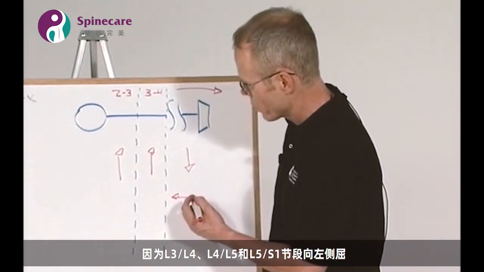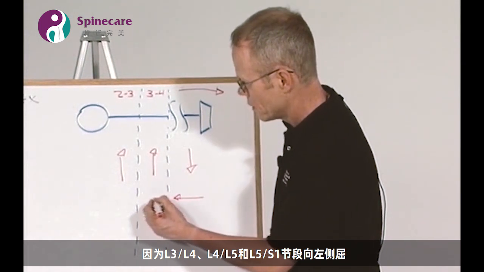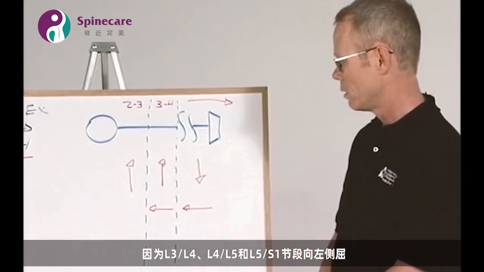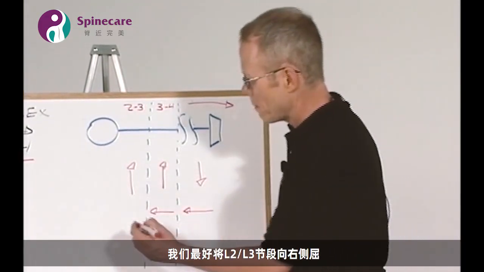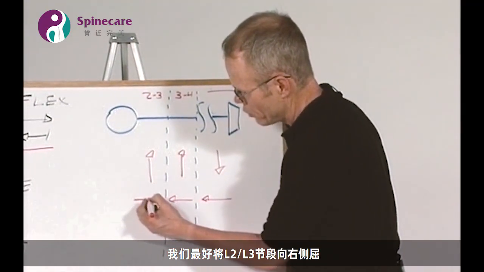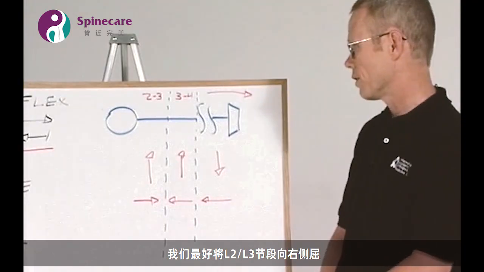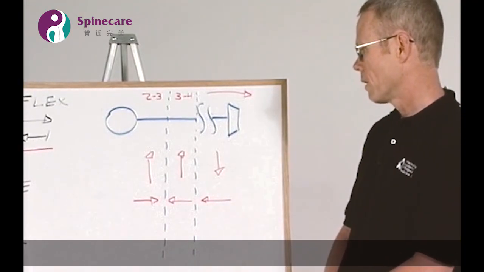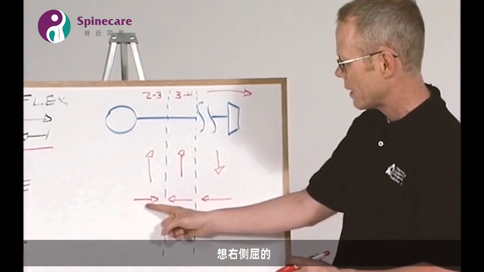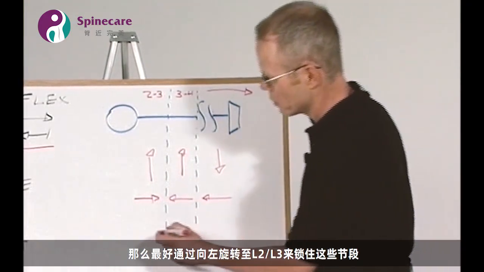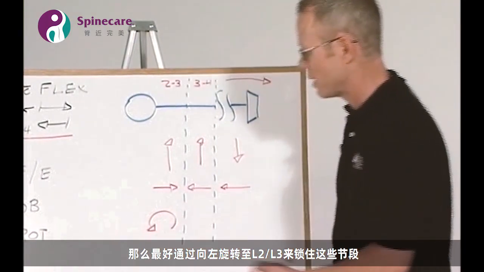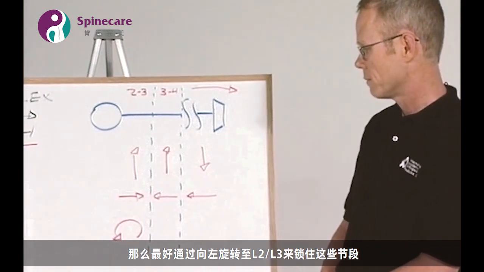We will, because we're side bending to the left at L3-4, L4-5, and L5-S1, we would be best helped if we side bend to the right at L2, L3. If the patient is flexed, side bent to the right, then we could best lock those segments by rotating them down to or through L2, L3 to the left.